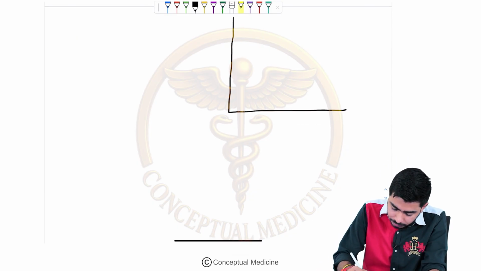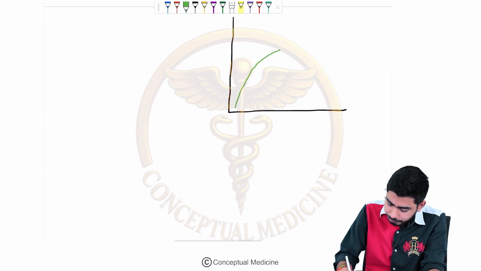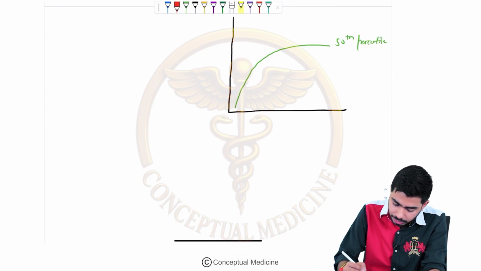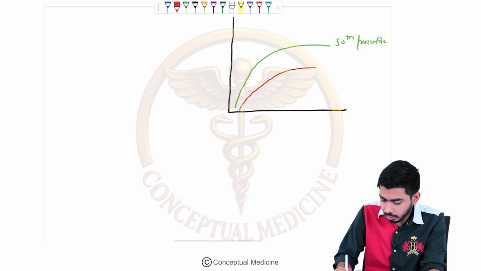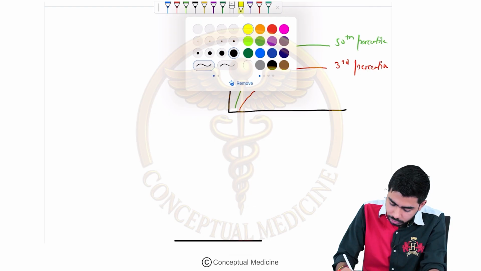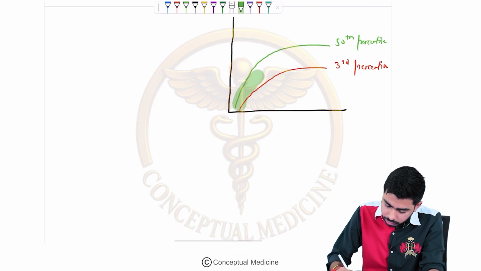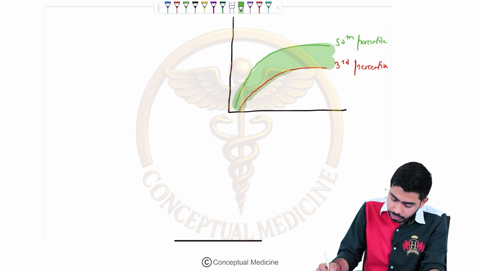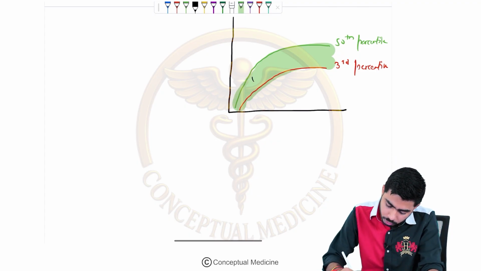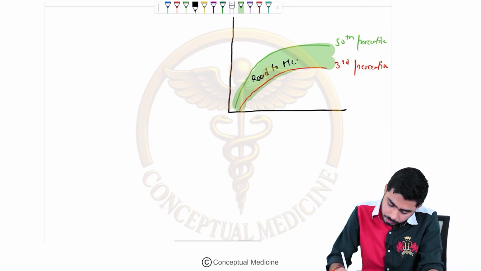So here we shall have the red zone like that, and this is the 50th percentile, and here we shall have this one like this, and this will be the 3rd percentile. This zone will be called the green zone, which we are talking about over here. This green zone is between the 50th and the 3rd percentile, and this is called the road to health.